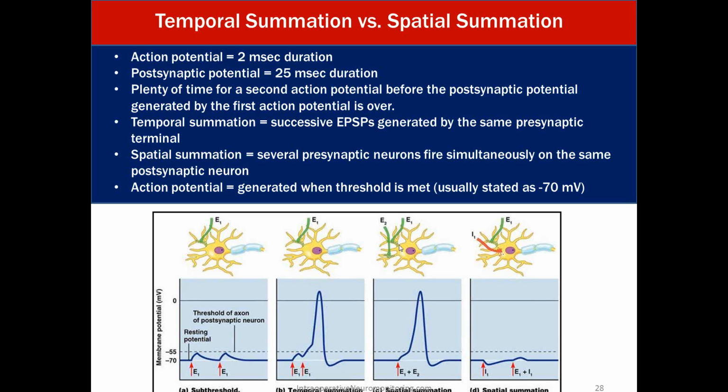This second one is called spatial summation. This is where several presynaptic neurons fire simultaneously on the same postsynaptic neuron. So now we have 2 axons firing on the dendrites, and we have an additive effect again, E1 plus E2, and we have that action potential. Here we have an excitatory postsynaptic potential and an inhibitory one. First, the inhibitory comes, it makes the membrane more negative, and it is now too negative for that excitatory one to reach threshold. That is spatial summation of both different kinds, excitatory and inhibitory postsynaptic potentials.